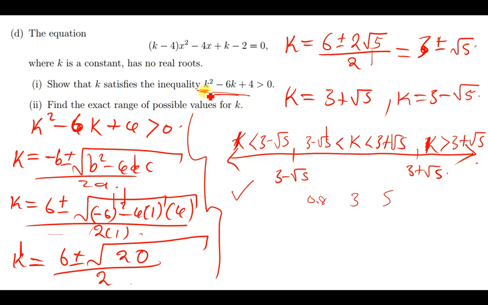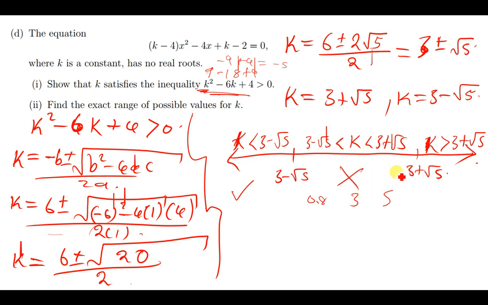When we put 3 there, we're going to have 3 squared, that would be 9, minus 3 times 6, that is 18, then plus 4. So when we say 9 minus 18, this is negative 9. Negative 9 plus 4 is going to be negative 5. Is negative 5 greater than 0? The answer is no. So this region is disqualified.